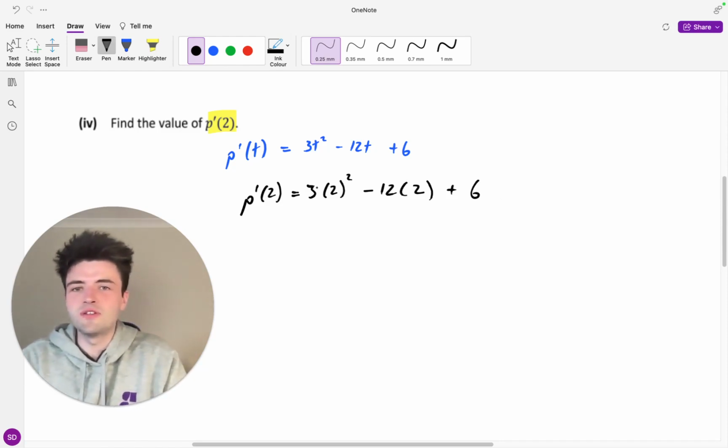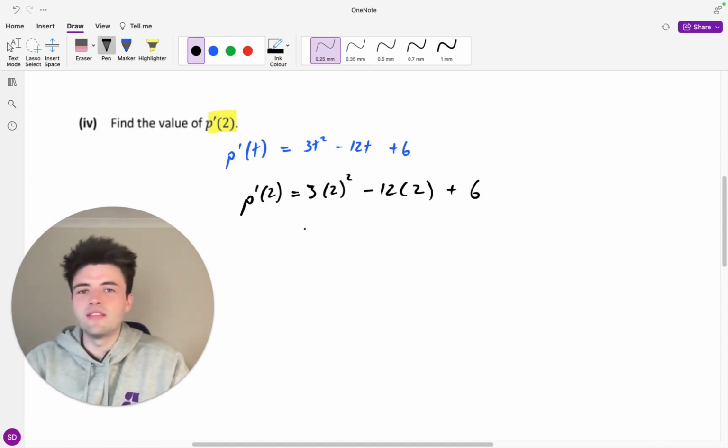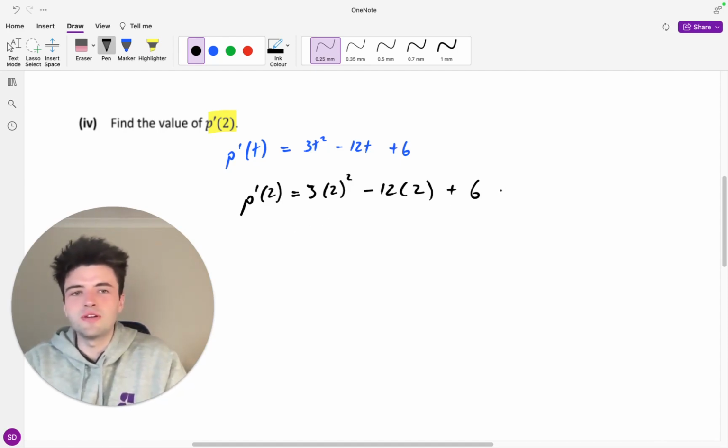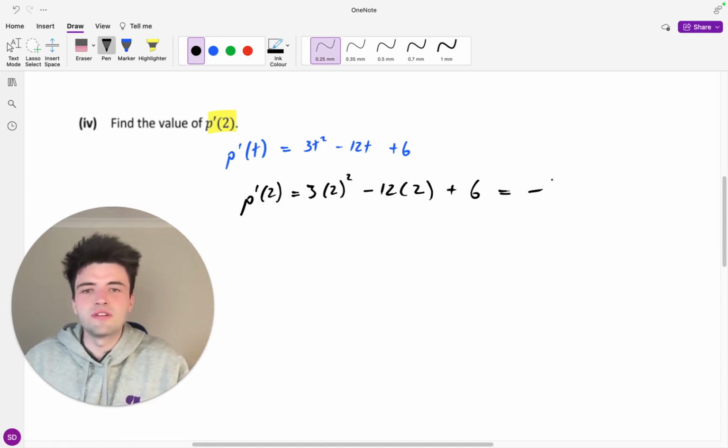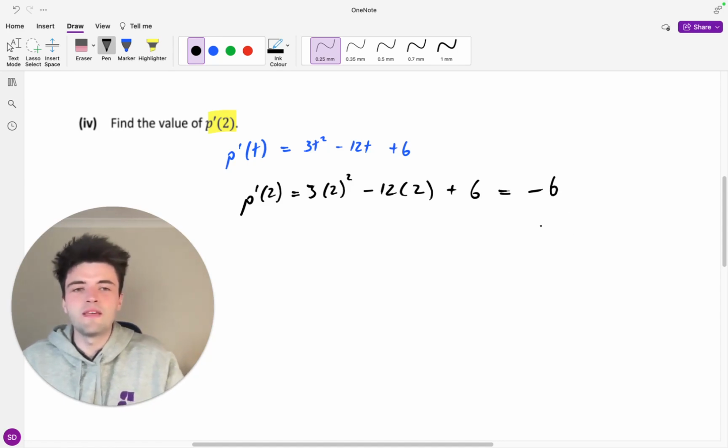So literally just substituting in 2 for t everywhere we can, and then we're just going to simplify this down into a single number using our calculator. And so by simplifying this down, we're going to find that p dash 2 is going to be minus 6. So that's going to be our final answer for this part.